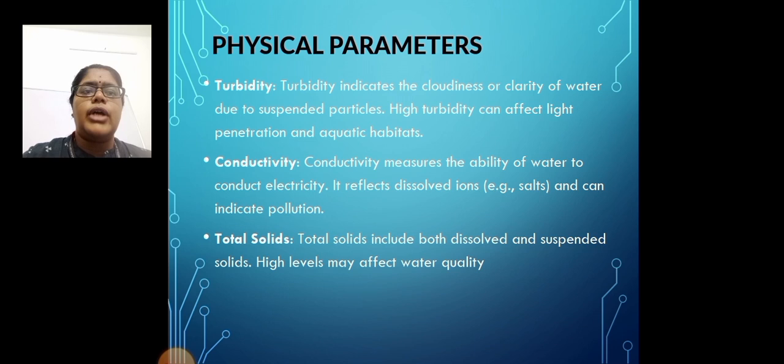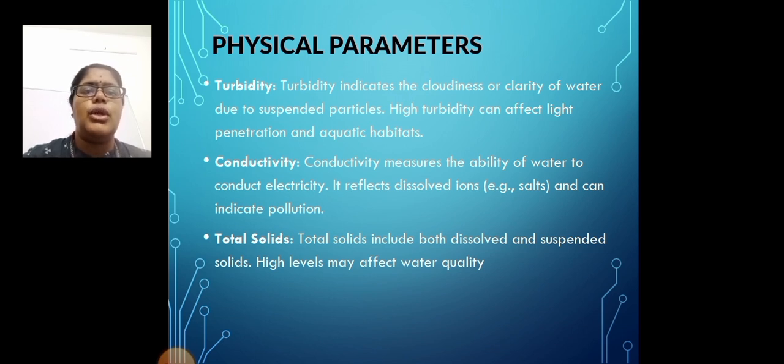Conductivity. So conductivity measures the ability of water to conduct electricity. This electricity is conducted due to the presence of ions in the water, that is, due to the movement of dissolved ions, for example salts, and it can indicate the pollution that is present. If the water is conducting, it is known that there are some dissolved ions present in the water.